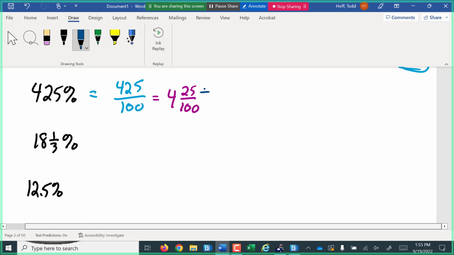25 over 100, both of those can be divided by what? 25. Good. And that'll give us 1 over 4. And of course, we got to remember the whole number of the 4 out front. So 4 1/4 is what that gives us.